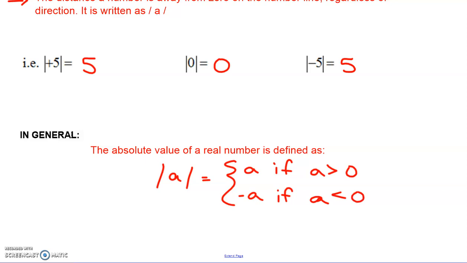Now that's a little bit confusing, but let's look at the example up here of -5. Again, this -5, the A value is less than 0. So if I put in a negative in front of it, the -5 would actually turn it to a +5, just like our answer.